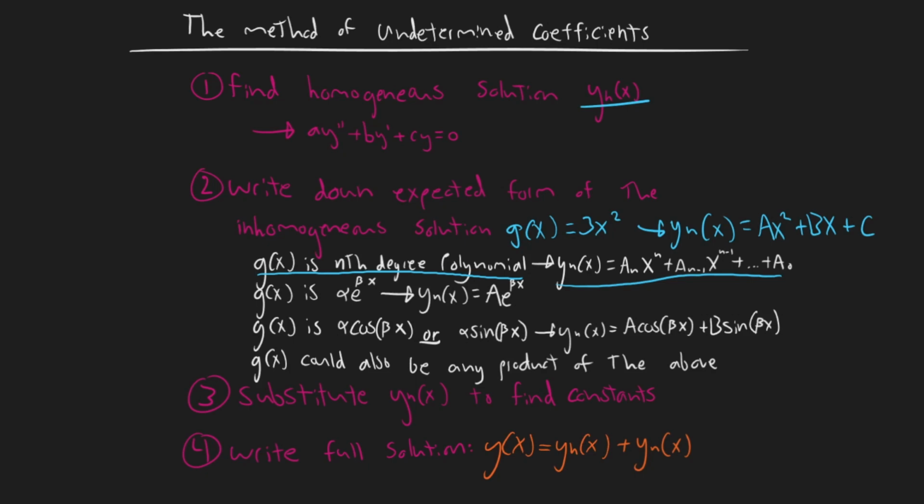Okay, so once you've written down your expected form of the inhomogeneous solution, step 3 is going to be to substitute that solution into the original ODE and then solve for the constants. So you'll see what that looks like in a couple of examples. And then once you've done that, step 4 is to write your final solution. And in the case of an inhomogeneous ODE, your final solution, y of x, is going to be the sum of the homogeneous solution that you found all the way back here in step 1, and then the sum of what you just found out in step 2 and 3, the non-homogeneous solution. Okay, so let's go ahead and get into some examples.